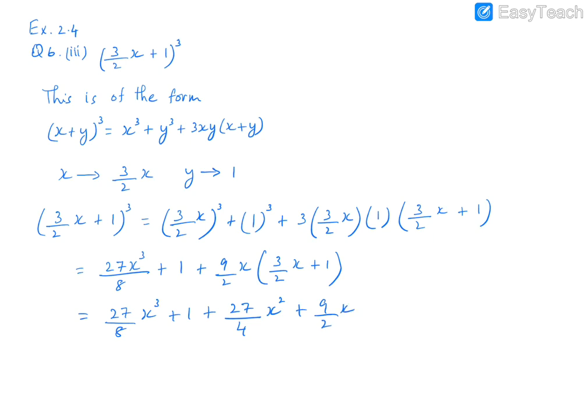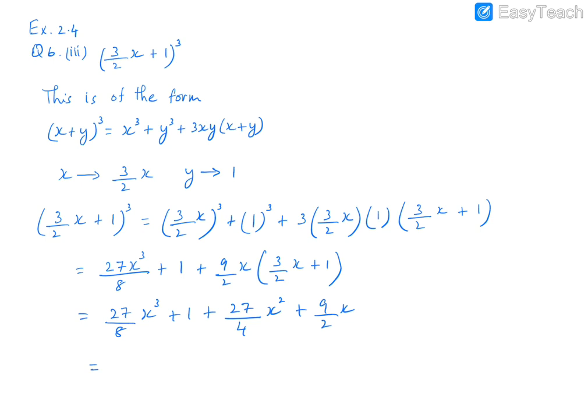So we have just opened up this bracket, and now we have our expression as 27 by 8 x cubed plus 1 plus 27 by 4 x squared plus 9 over 2 times x. And as a final step, we can just rearrange the terms in descending order of the power of the variable. So the variable is x, and we have the power of 3, power 2, power 1, and power 0. So we can just rearrange these terms, although it is not necessary.